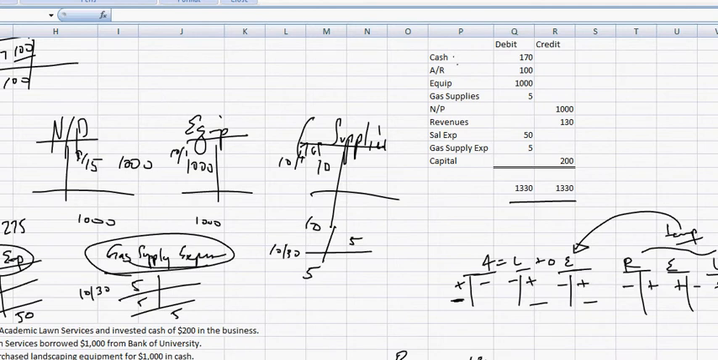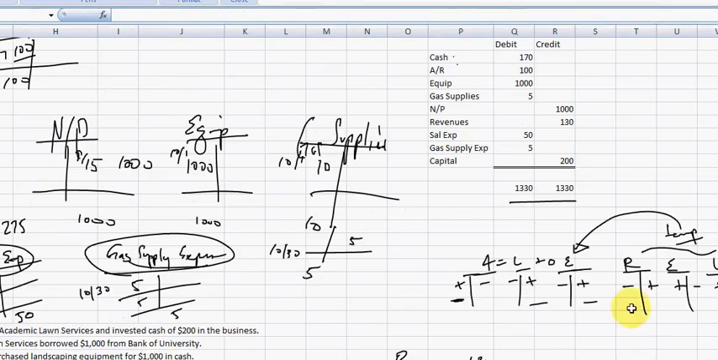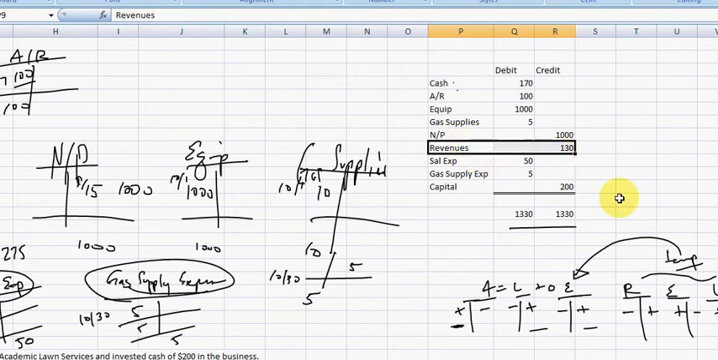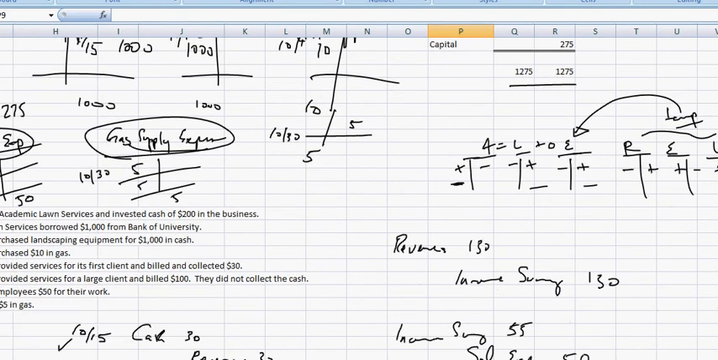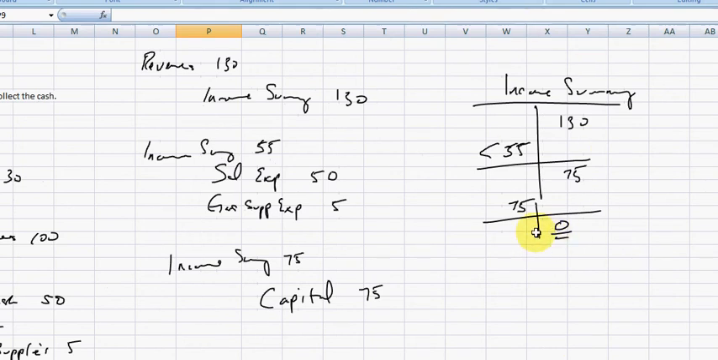And then, once we've done our entries to our ledger, we prepare our after-closing trial balance. We know that we zeroed out revenues. We zeroed out these two accounts. Capital now has a $275 balance. We don't need to include income summary because income summary was a temporary account that was closed out.